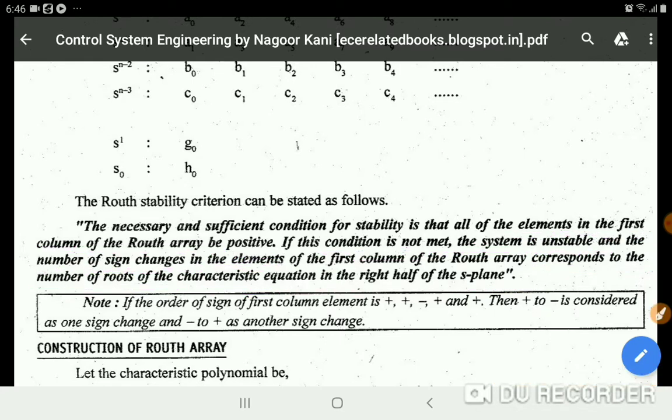See, what is given means the most important, necessary and sufficient condition for stability of a system is that, by analyzing the Routh array, the first column of this Routh array should be positive. If this condition is not met, then the decision is made that the system is unstable. If the first column elements are not positive, then the system is unstable.